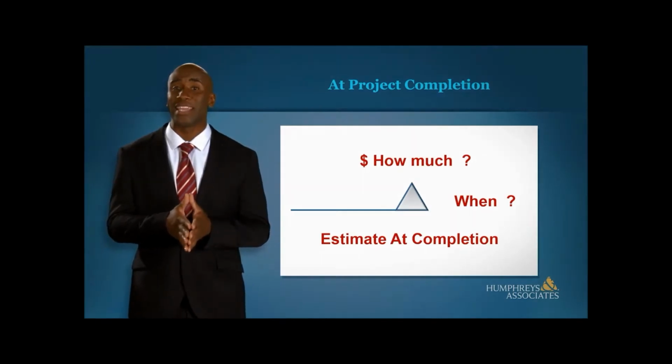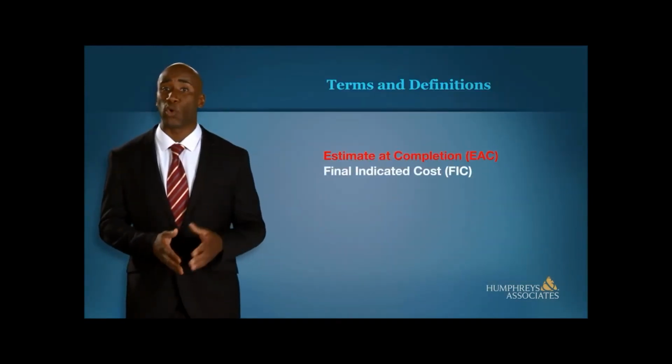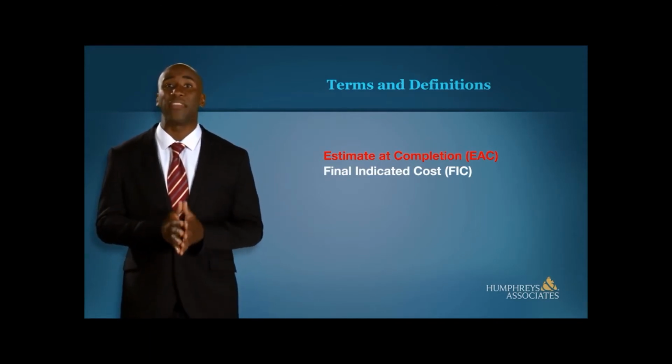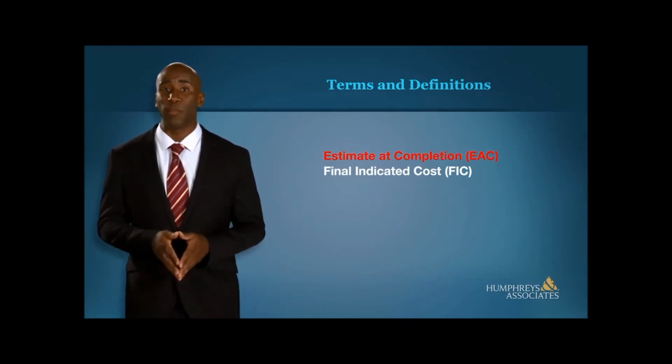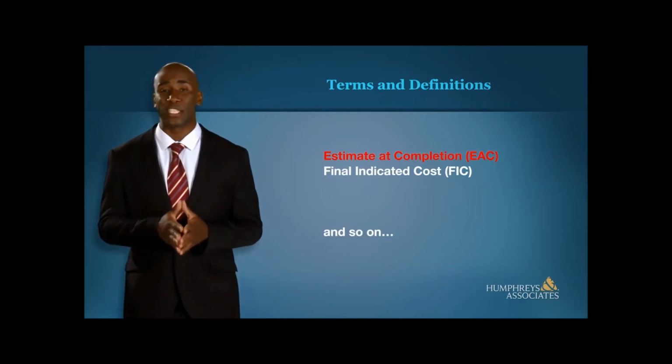The process for periodic EACs is the focus of this part. But first, let's clear up some confusion about terms. Estimate at completion, or EAC, is the term in EVMS, which is also used in the Contract Performance Report and the Integrated Program Management Report. In your company, you may be familiar with other terms, such as Final Indicated Cost. All these terms mean the same thing: what the final cost is expected to be.